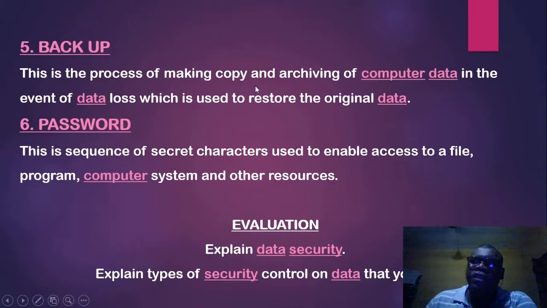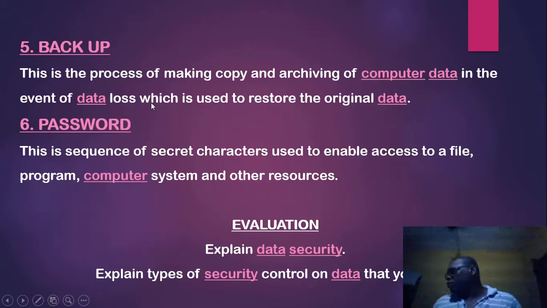Then we have backup. This is the process of making a copy or archiving of computer data in the event of data loss, which is used to restore the original data. For example, just go on your phone, you see Google Photos. Once you create your account on Google, you'll be able to have Google Photos, and once you snap a picture, it will do a backup of all your pictures. So that's a backup, and you can even save or do backup in Google Drive too.